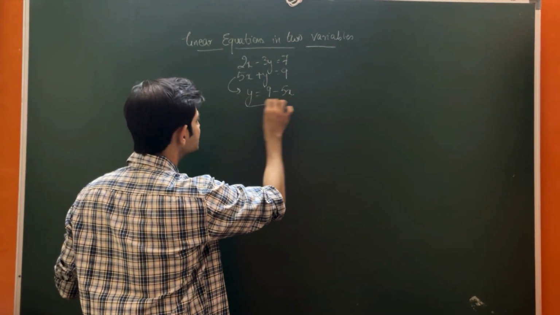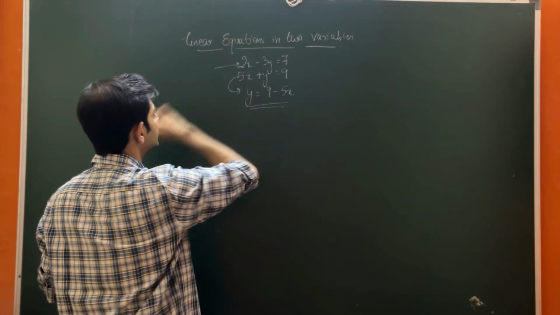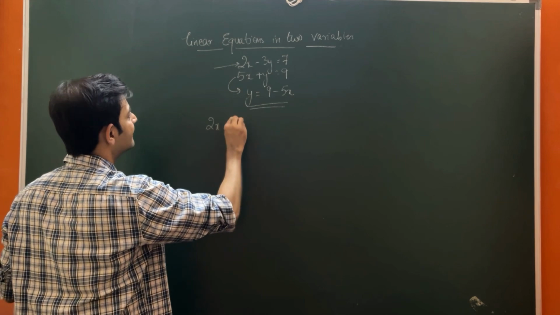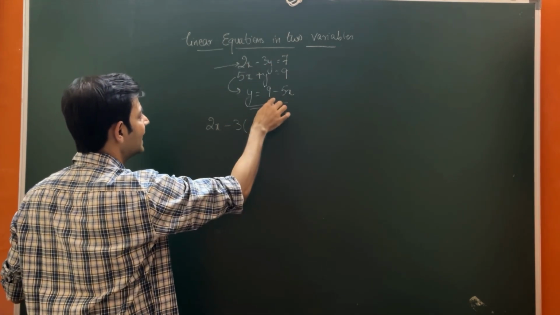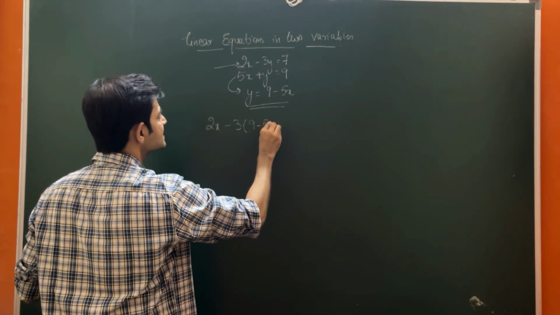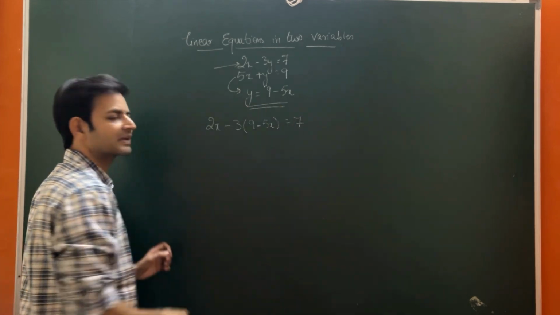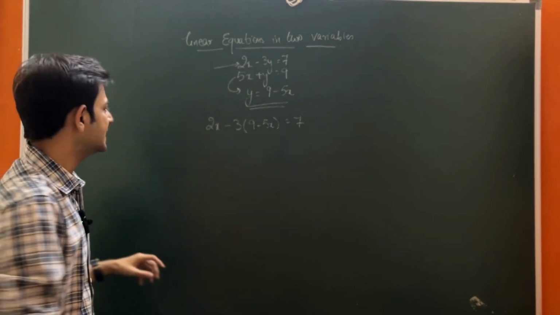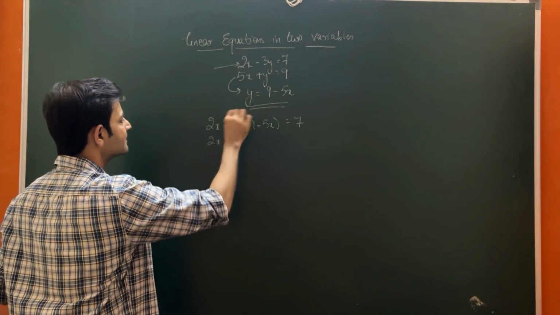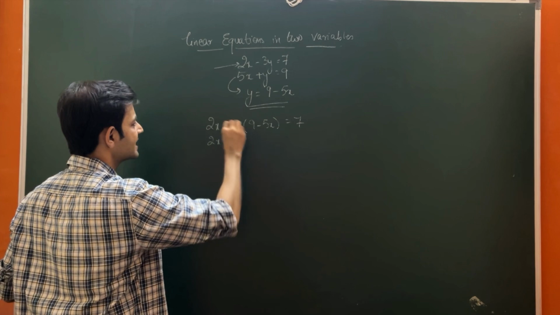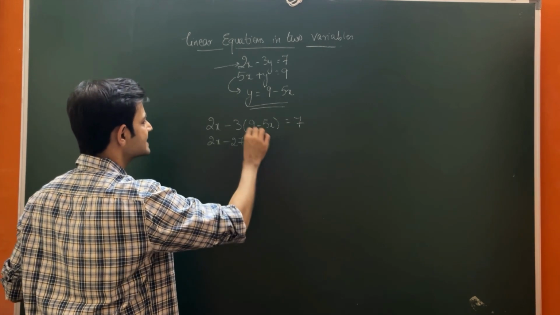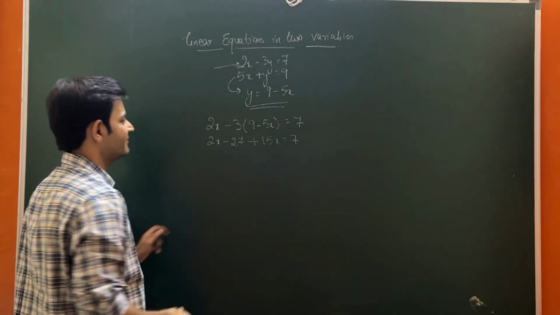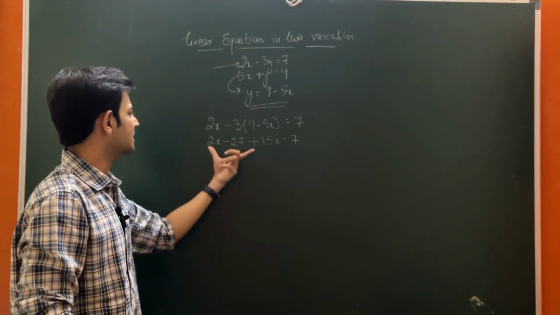Now I will use this value of y to substitute in our first equation, which is 2x minus 3. Now instead of y, I will use this: 9 minus 5x is equal to 7. Now we have one equation in one variable which we can solve easily. This will become 2x minus 9 3s are 27, minus into minus plus 3 into 5, 15x is equal to 7. Now this will go there and we can add these two.